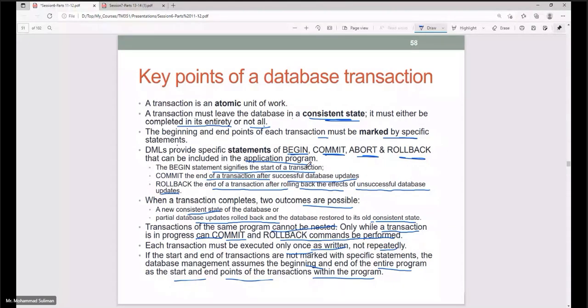Okay, and whenever there is a transaction, it will put the database in one of two states: a new state if it is a successful transaction, or the old state if it is an unsuccessful transaction. So in your transaction programs, you should use begin, commit, and rollback wherever necessary. And the whole transaction should be considered as one unit of work, an atomic unit.